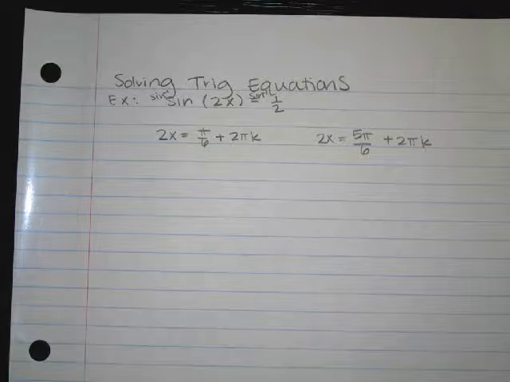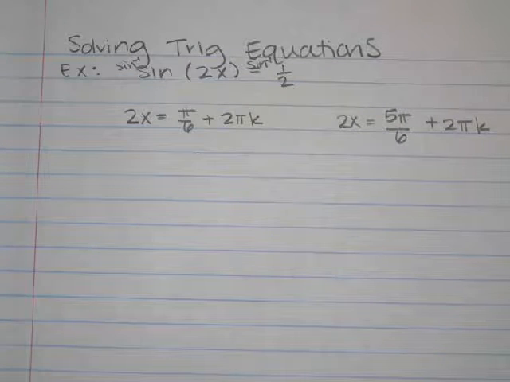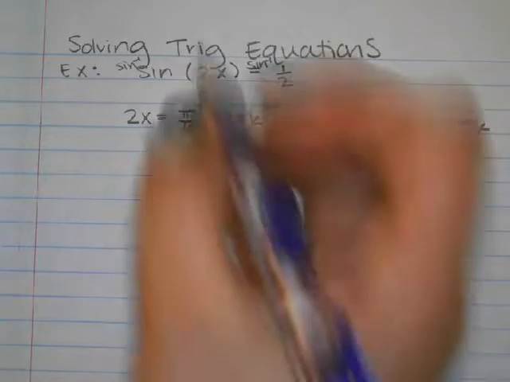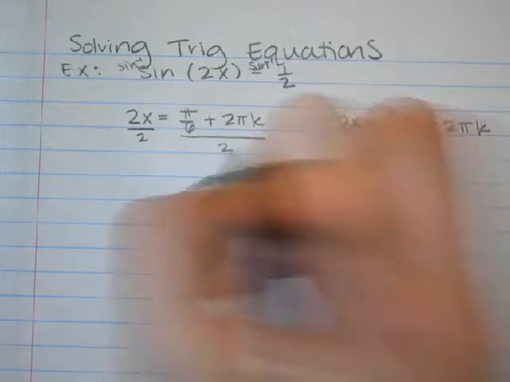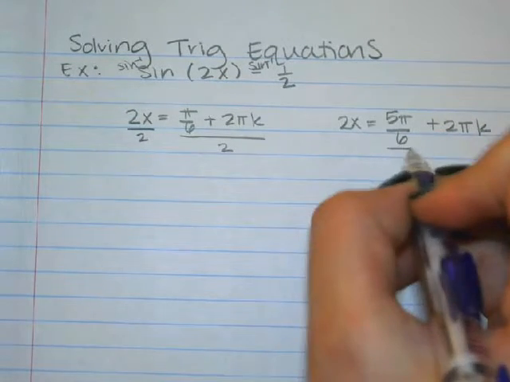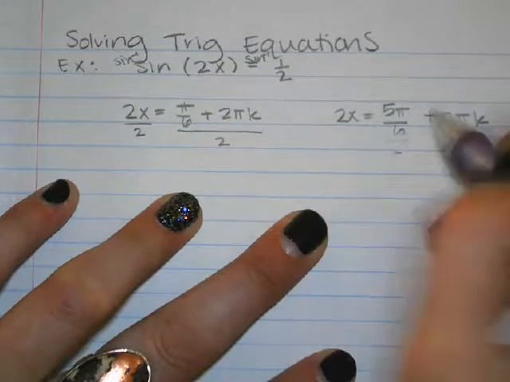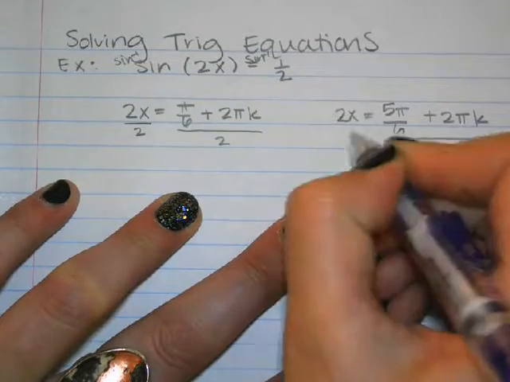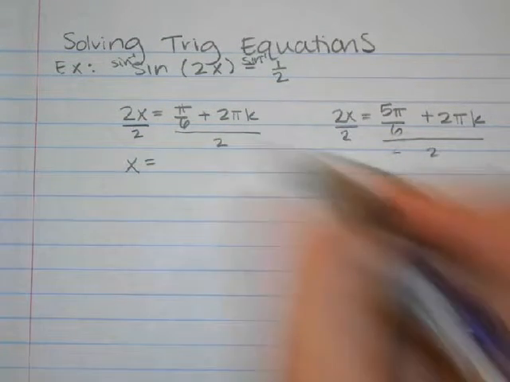Now, we're not trying to solve for 2x, we're trying to solve for x. So what do I need to do? Divide by 2. Take this whole thing and divide this whole thing by 2. Actually, hold on. I'm going to write the whole thing. Take this whole thing and divide it by 2. Take that and divide it by 2. So now I've got my x all alone.